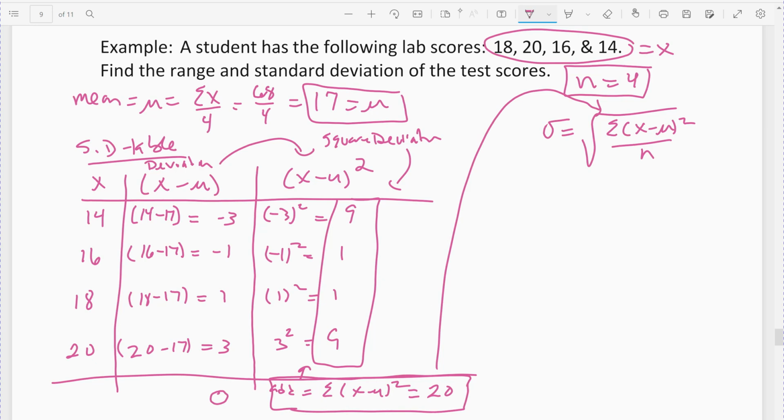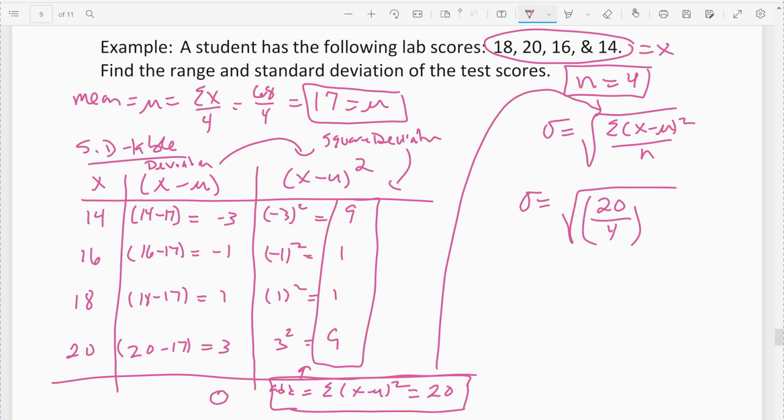So now I'm going to fill out the formula. So my square deviation sum is 20, the top part. The bottom part I know is 4, because that's n, so it's going to be 20 divided by 4, and then the last thing you do is you take the square root of that. You can simplify that, or do it all in one.